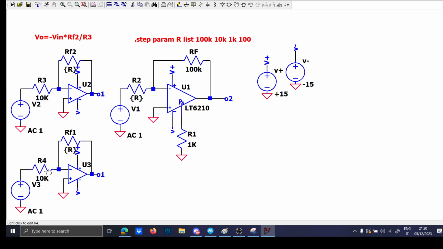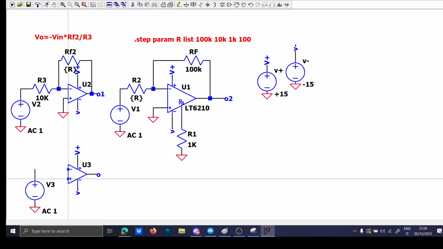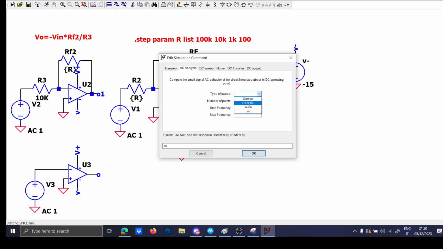You basically have just to put in a sort of open loop configuration. So let's use just O without nothing. And let's run. Let's run with the AC analysis: 100 points per decade, starting frequency 1 and stop frequency 10 MHz.